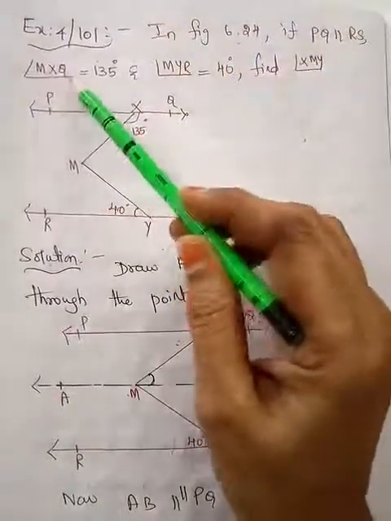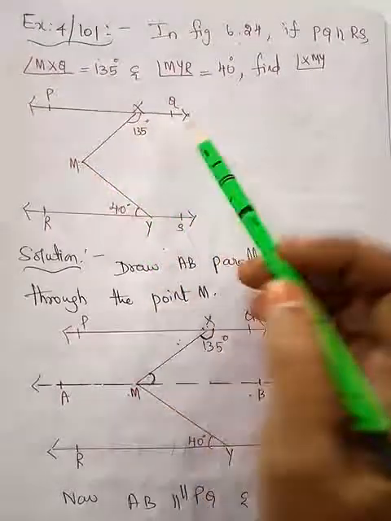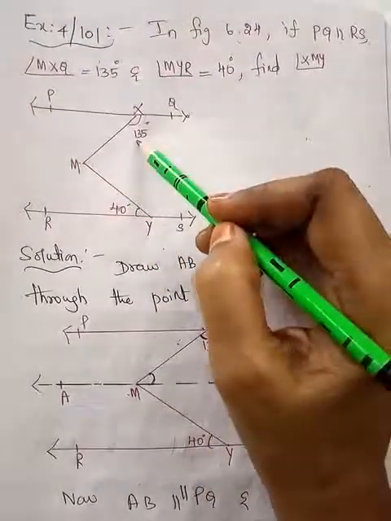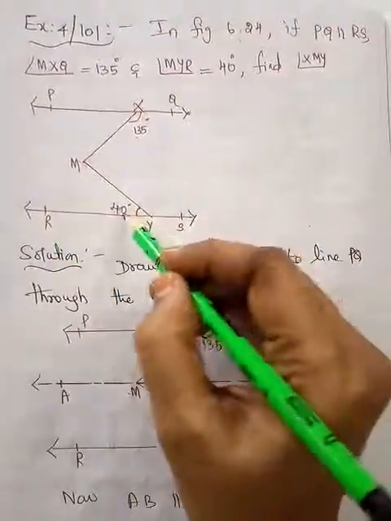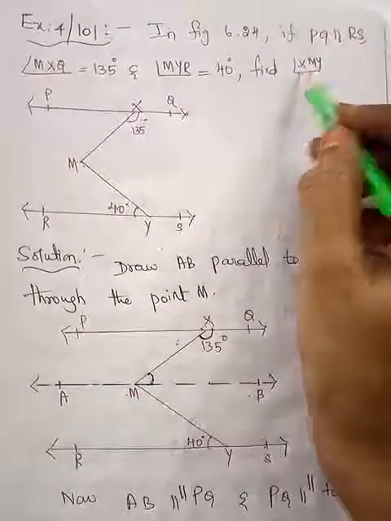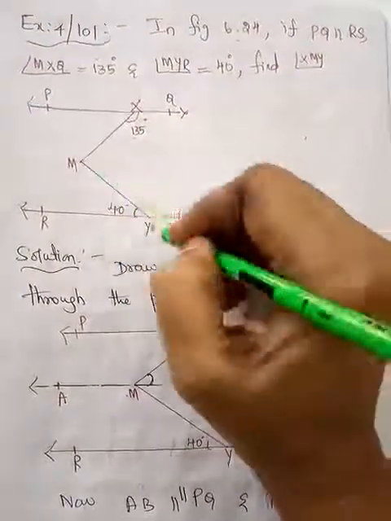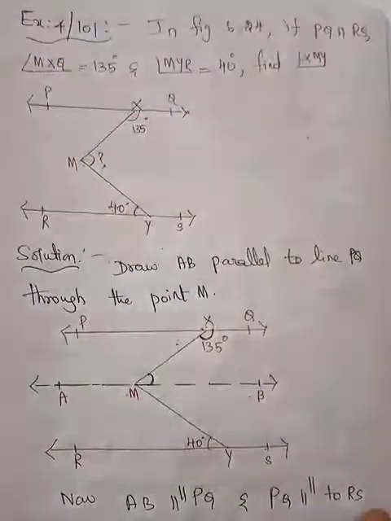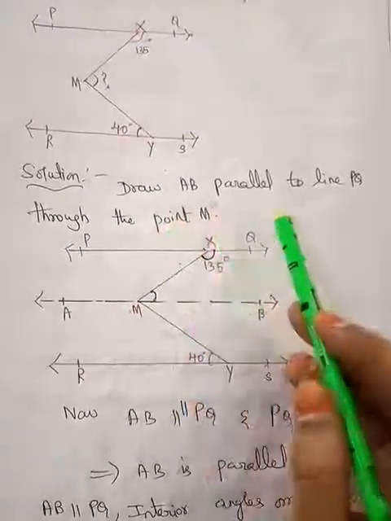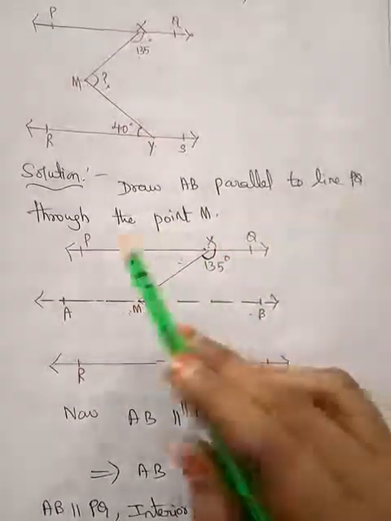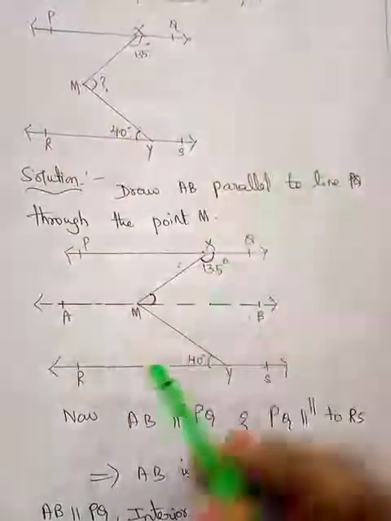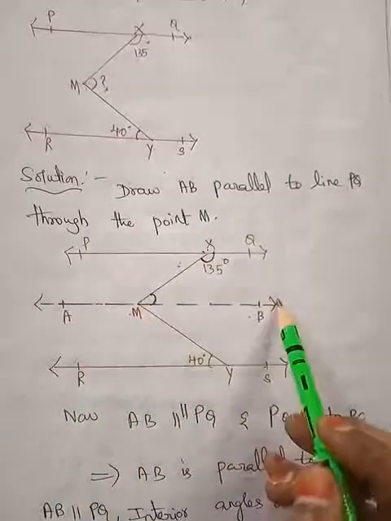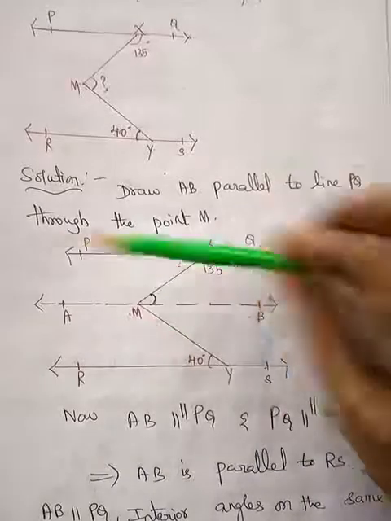Angle MXQ is given as 135 degrees. Angle MYR is given as 40 degrees. We should find out angle XMY. For this, I am going to construct, draw AB parallel to PQ through the point M. So through this point M, we have to draw the line AB, which is parallel to PQ.